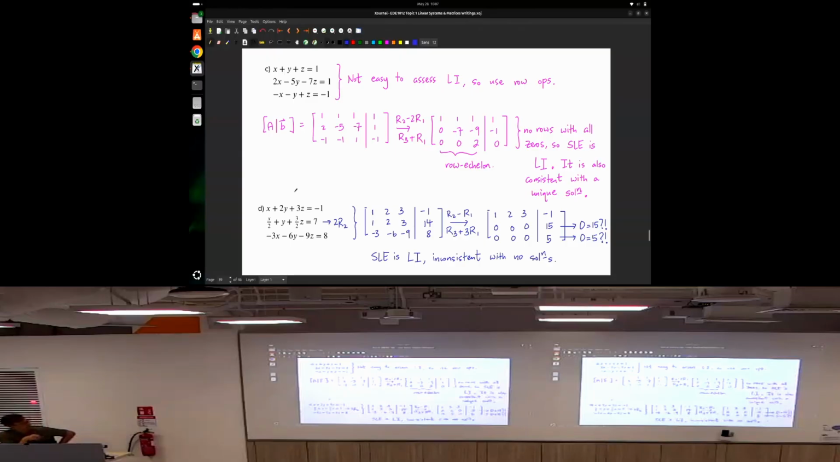Any questions? For this example, you can still tell. But in your tutorial or later on, you'll encounter examples where it's not easy to tell, but you can still end up with inconsistency or a full row of zeros. This one is quite easy to see because the coefficients here and here match. And of course, if you like to work with fractions, you can leave them in fractions in your row operations. Any other questions?